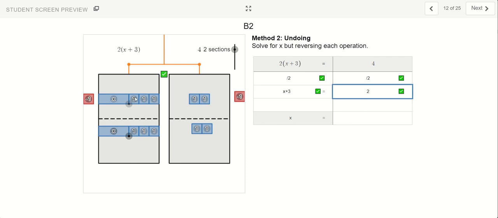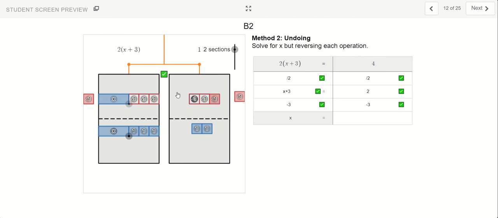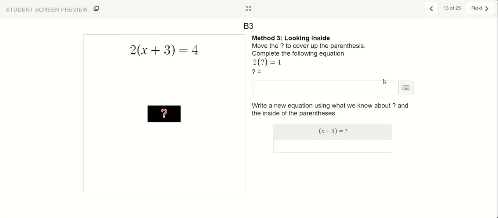So finally, to get rid of these 3 positives, I can use 3 negatives. So let's cancel those out. But if I minus 3 on one side, then you put 3 more red tiles on the other side. So I'm left with x equals negative 1. X equals negative 1. All right, and finally our last method, looking inside.